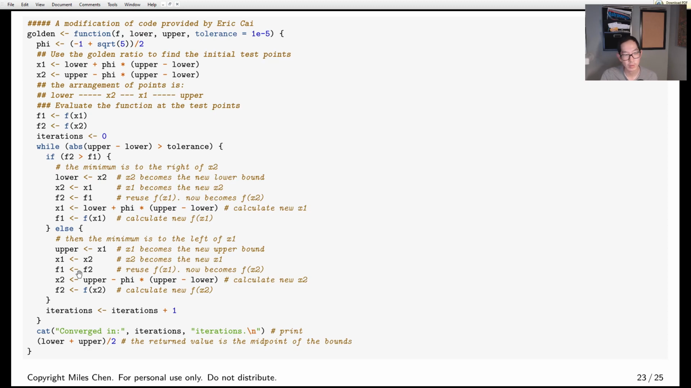So f2 becomes f1, and then I have to calculate the new value of x2, which is upper minus phi times (upper minus lower), and then we'll calculate f2 for there. Okay, we'll add 1 to the number of iterations, and we just keep going. All right, and then it keeps running. At the end, we'll say it converged in this many iterations, and the value we will return will be the midpoint of the lower and upper bounds here.